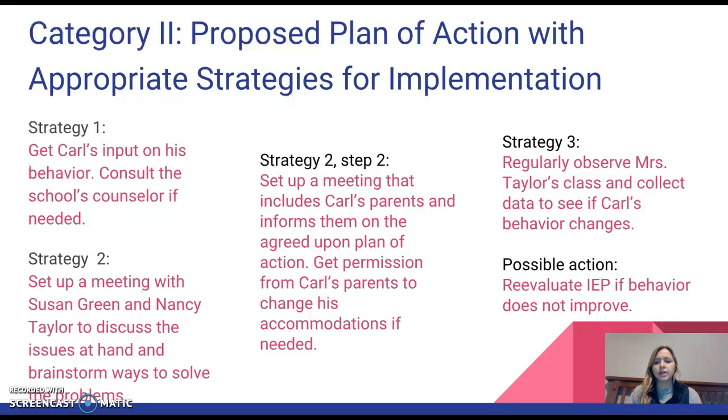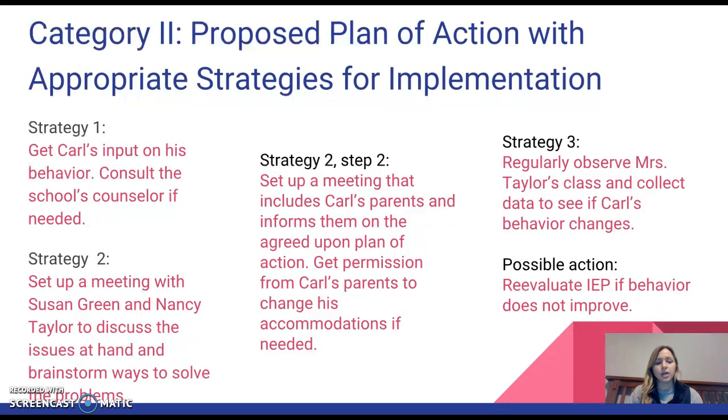And then step 2 for that, based on the meeting with Miss Green and Miss Taylor, setting up a meeting that includes Carl's parents and informing them on what the plan of action is. And then if his IEP accommodations do change, we do need to get permission from his parents to change those.